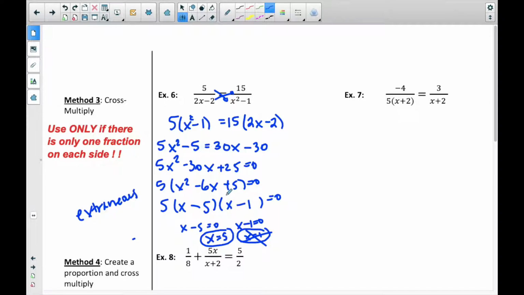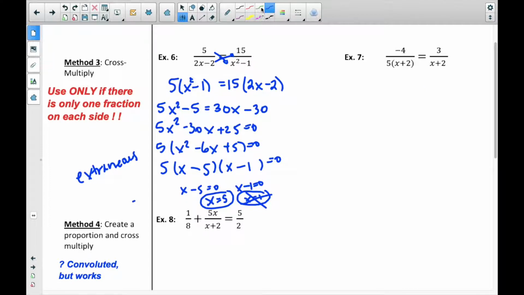Just make sure you always check to see, because you never know when that's going to pop up. So you just have to check it every single time. And all it does is take a second out of your time to go back and look in the original problem. And in the original problem, if it's going to make a 0 in the denominator, then it is extraneous. So I plugged in a 1, it made a 0, that makes that extraneous.